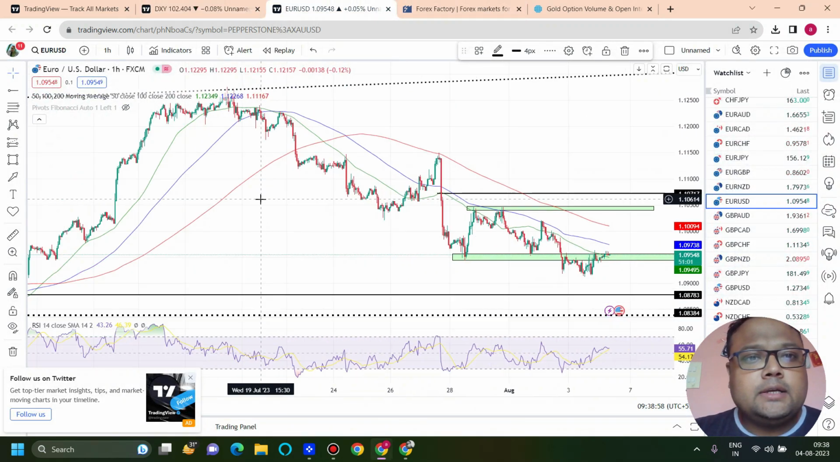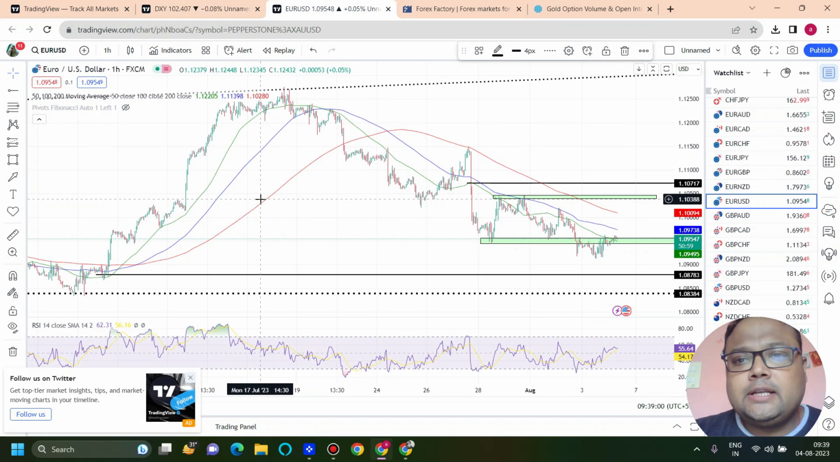And if you look at the chart of euro dollar here, then you can see the number of trading opportunities are very less or almost nil before the news, because the volatility of the market is very low here.